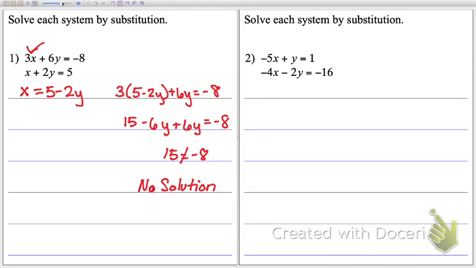You guys want to try number 2 on your own? Yes. Okay, go for it. And guys, there is one thing missing from these, and I can't get the worksheet to do it. So if you would, what's missing?